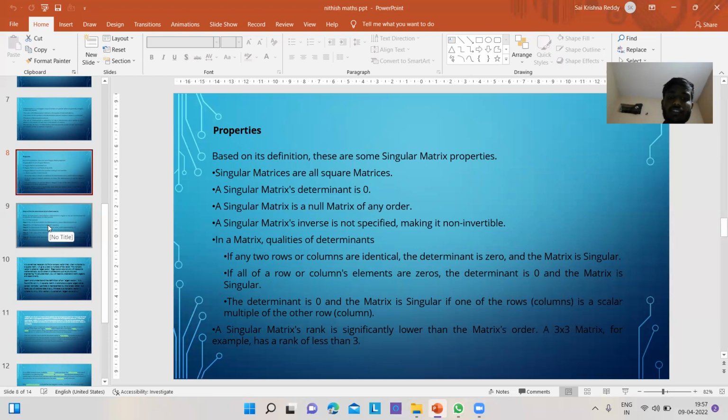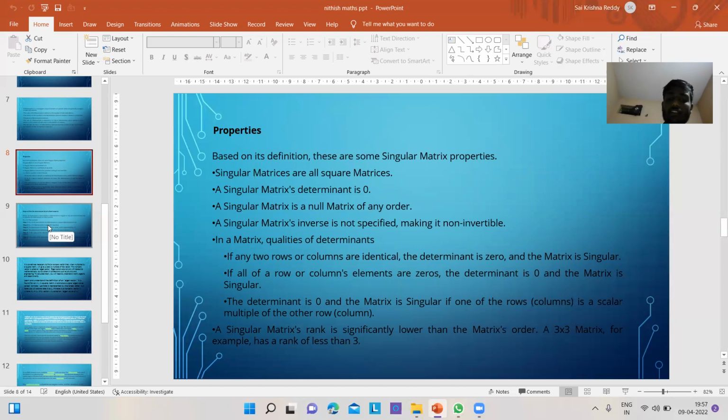A singular matrix's inverse is not defined, making it non-invertible. In a matrix, the properties of determinants apply. If any two rows or columns are identical, the determinant is zero and the matrix is singular. If all of a row or column's elements are zeros, the determinant is zero and the matrix is singular.